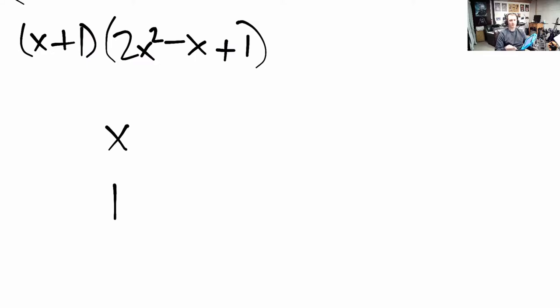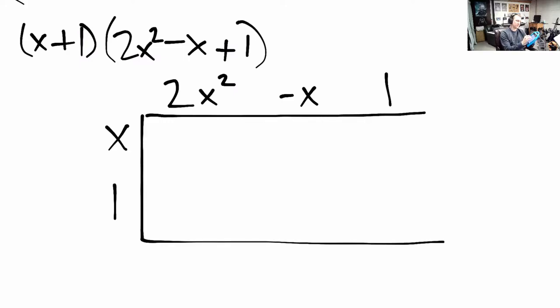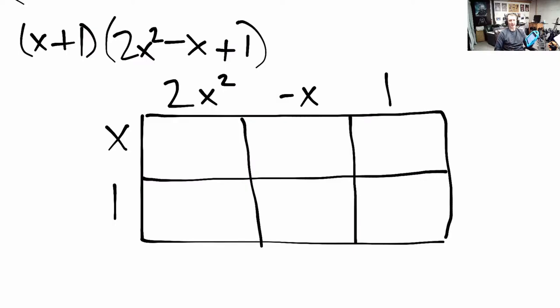So I've taken x plus 1, which has the term x, and it has the term plus 1. And I've listed them vertically here. Then you take the other polynomial. Here we've got a trinomial, so there's three terms. And we're going to list its terms horizontally above this. So 2x squared, minus x, 1. Okay, so you pick one of the two, it doesn't matter which one, you list its terms vertically. Then you take the other one and you list its terms horizontally. And you can then consider this like it was an Excel spreadsheet with like columns and rows. This is where the tiles comes in.